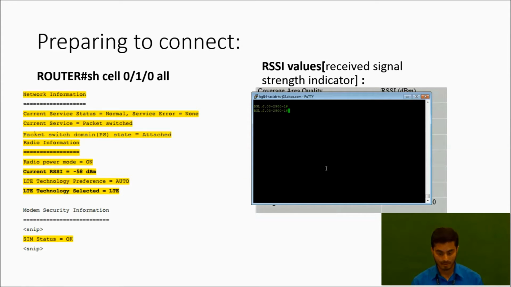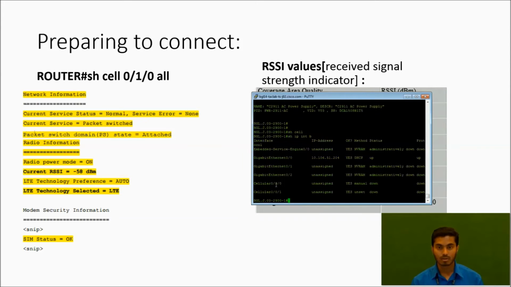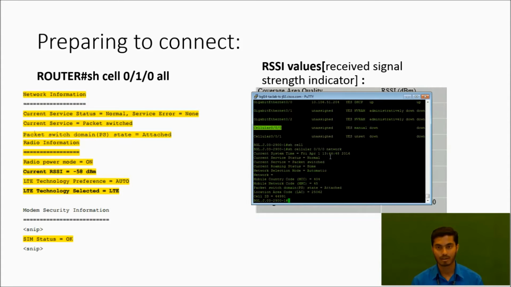So here is my lab device. We are using a 2900 router that comes with the EHWIC 4G LTE card, and this is where we have used the SIM card. Let's check if the SIM card is provisioned properly. Before we do that, this will be configured on the cellular 0/0/0 interface. So show cellular 0/0/0. To get specific information, you can use specific commands. Instead of show cellular 0/0/0 all, I will use show cellular 0/0/0 network. I'll get the network information.